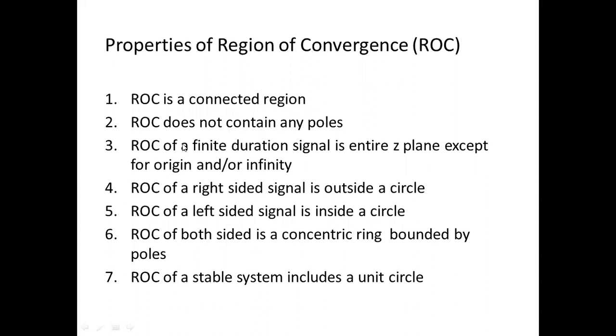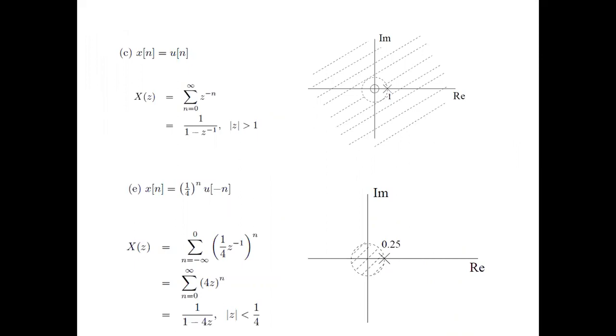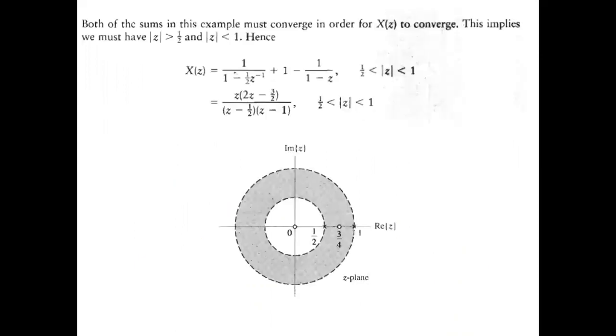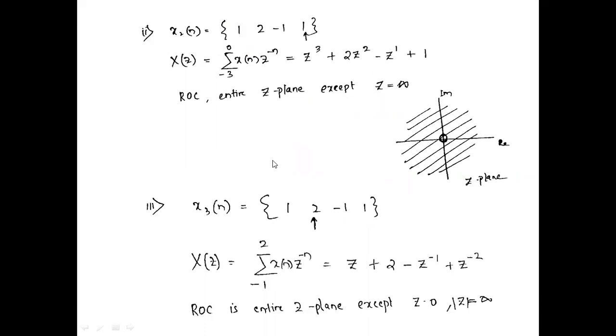Next one: ROC of a finite duration signal is the entire z-plane. Right, the first three problems that we saw. You can see here delta of n, this is just an impulse, ROC is the entire region. Here also, impulse at plus k, ROC is the entire region. In the first three problems that we saw, 1, 2, 3, finite duration signals, ROC was the entire region, except maybe for zero or infinity. Okay, so that was quite convincing.